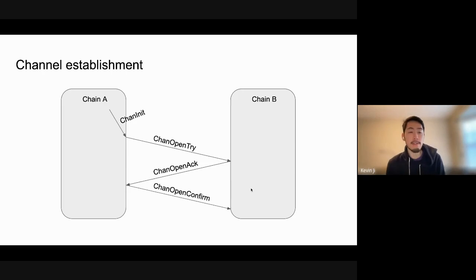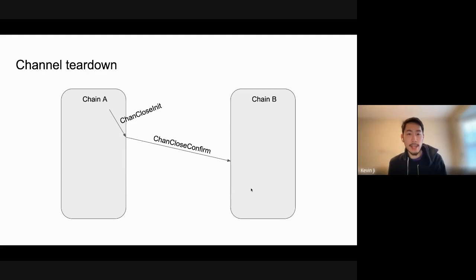So here's a diagram of channel establishment. If you saw the last diagram, this is basically exactly the same thing. It's just one level up. So instead of establishing a connection, we're establishing a channel. Otherwise, the messages roughly work the same way, so I'm not going to go into this too much again. And then channels can be torn down. This is pretty straightforward. One side says, I want to close the channel, and then it just gets relayed to the other chain using a relayer as well.